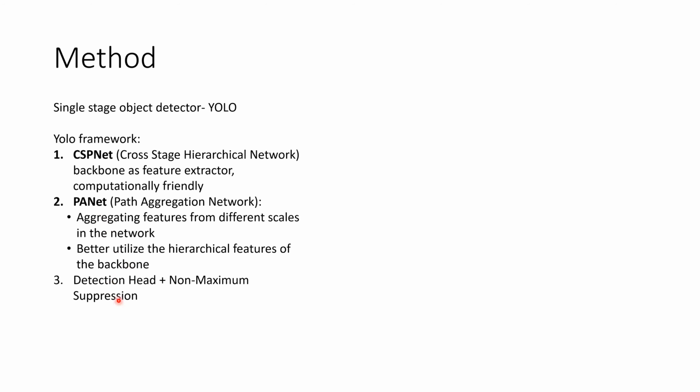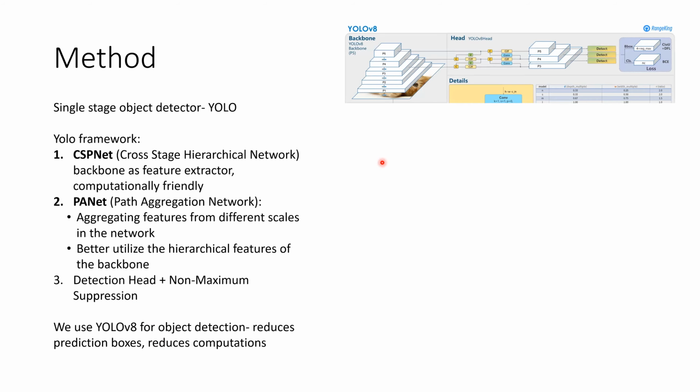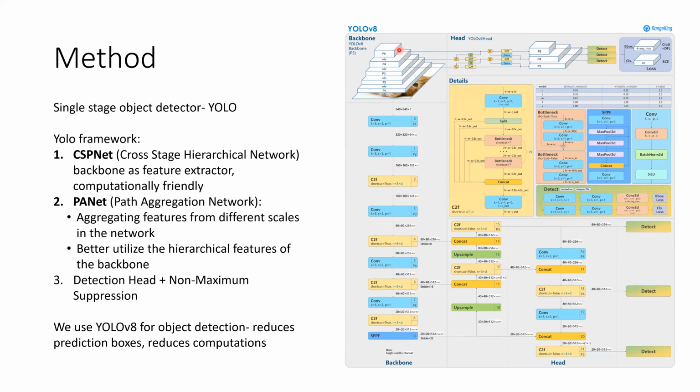The third part of the model is the detection head and non-maximum suppression. This is a very standard pipeline people have been using. We are using the YOLO V8 implementation of that, which reduces prediction boxes because it's an anchor-free approach. That's why the non-maximum suppression takes much less computation than standard YOLO, so it reduces computation a lot. Here is a schematic diagram of YOLO. It aggregates the features from various hierarchies of layers and tries to detect the objects on these aggregated features.